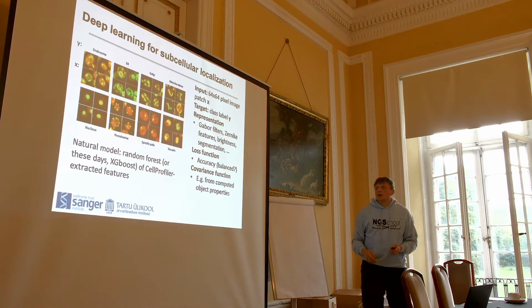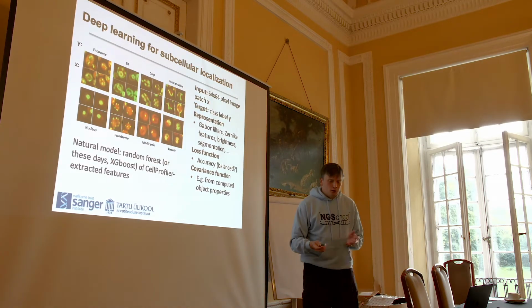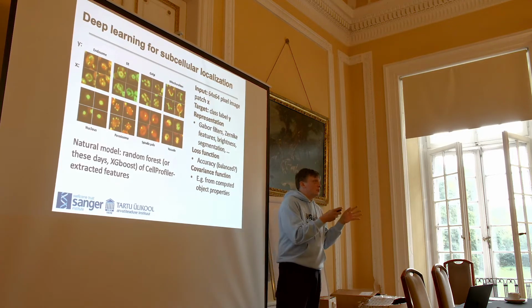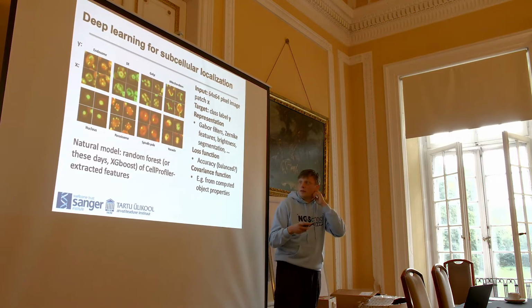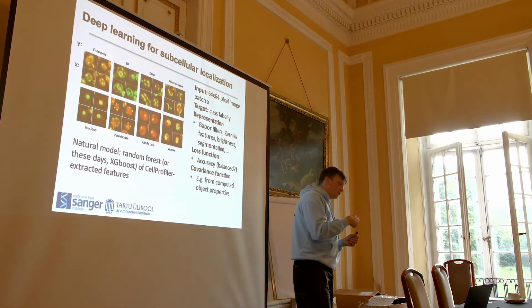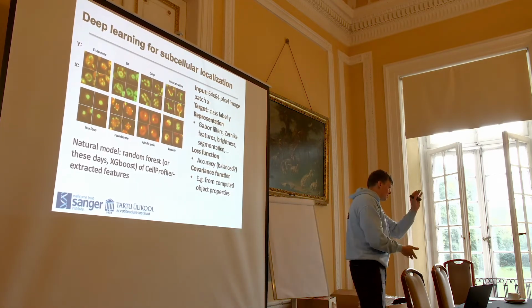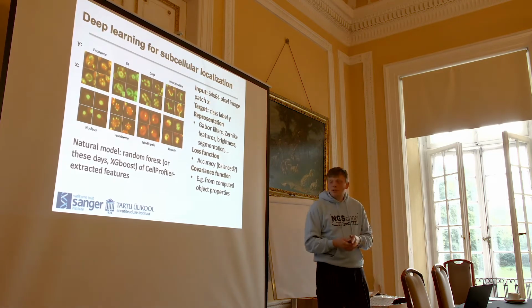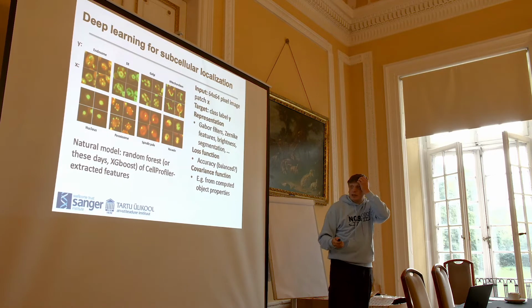Okay, so the natural model that people use for these types of data is a random forest or XGBoost if you follow Kaggle. You put this image into CellProfiler, just say calculate features, and it'll do, depending on how many modules you use, between 200 and 4,000 features. You put this into anything in scikit-learn and get the predictor out.